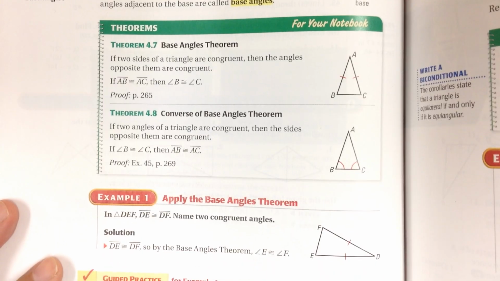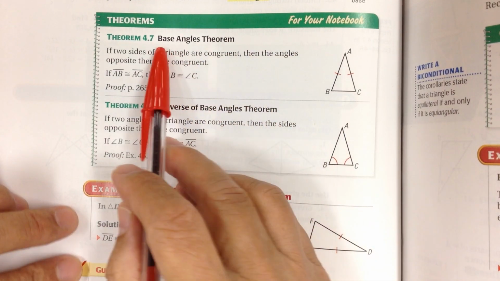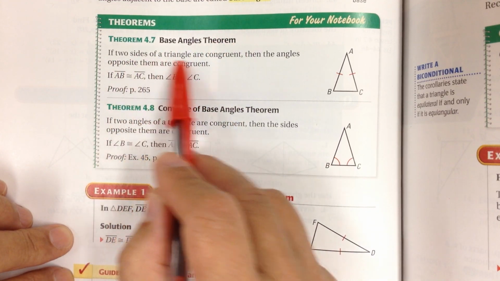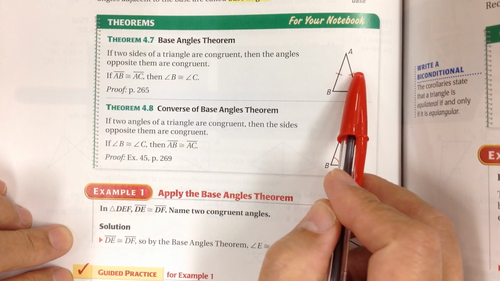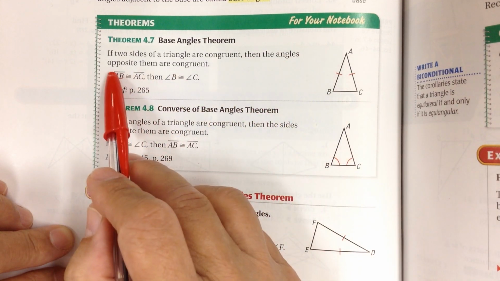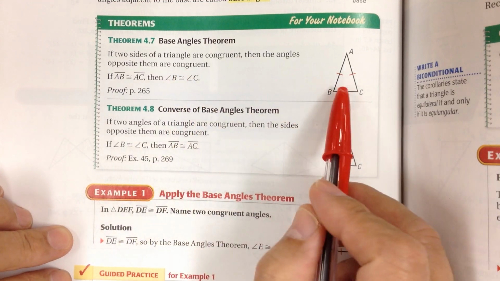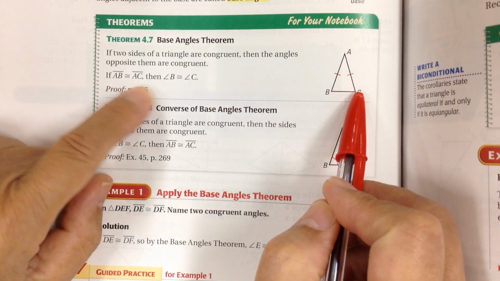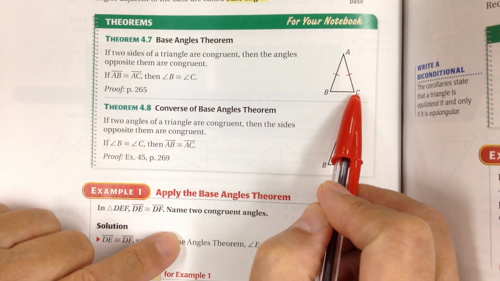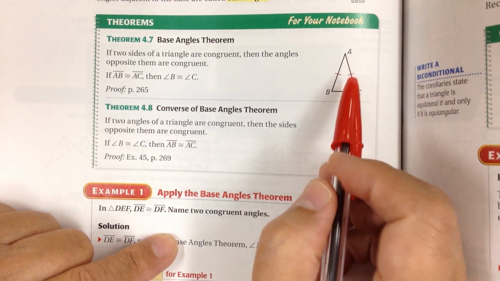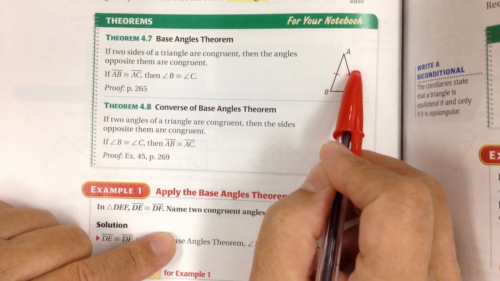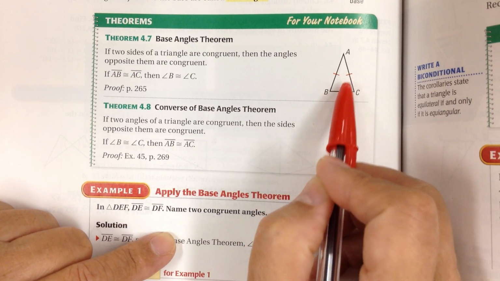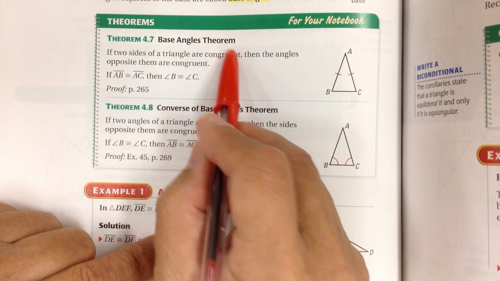Okay, now let's go through some theorems. So theorem 4.7, the base angle theorem, says if two sides of a triangle are congruent, then the angles opposite them are congruent. So it says if AB is congruent to AC, then angle B is congruent to angle C. So the way to remember is that the angles facing congruent sides are congruent. So that's what the base angle theorem is.